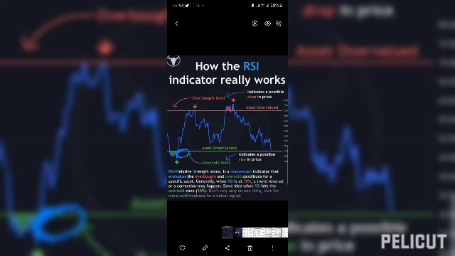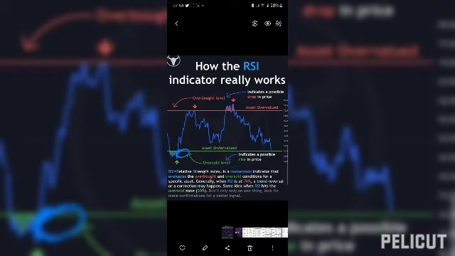You understand? It does not mean that an asset can get to 30 and it will not cross 30. It can actually get below the 30% RSI level. It can even get to 15. You understand? So buying it at 30 does not mean that it will not continue dropping down. And buying it at RSI 70 does not mean that it will not continue going up.